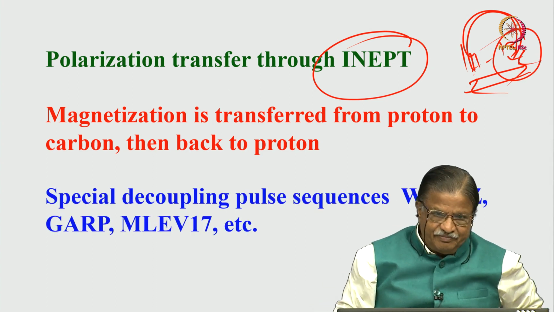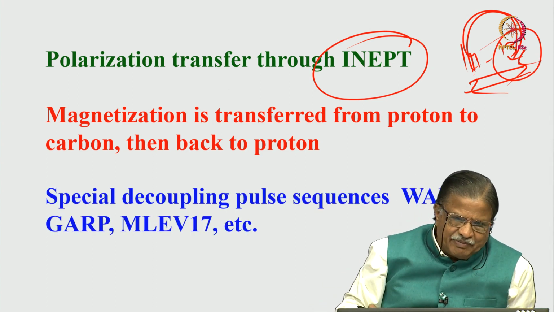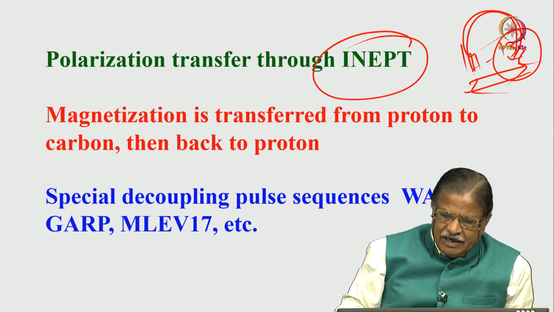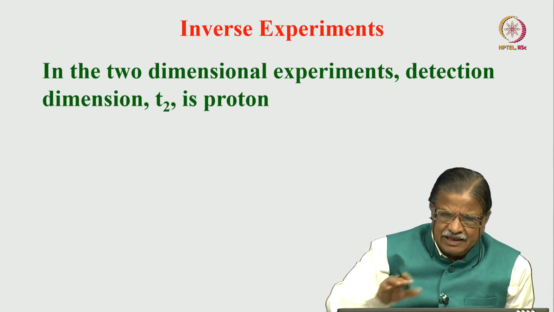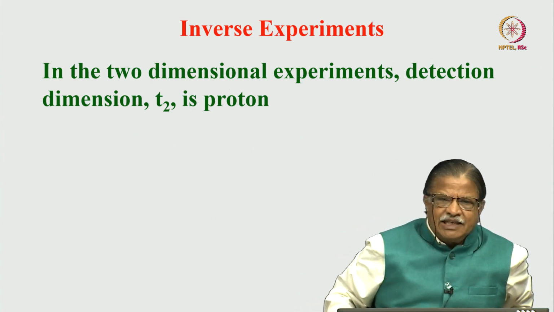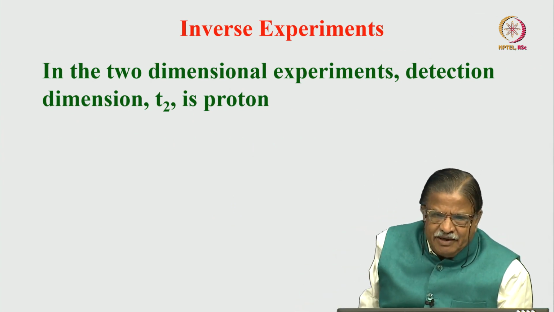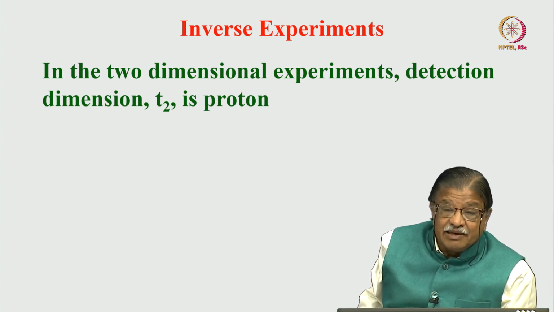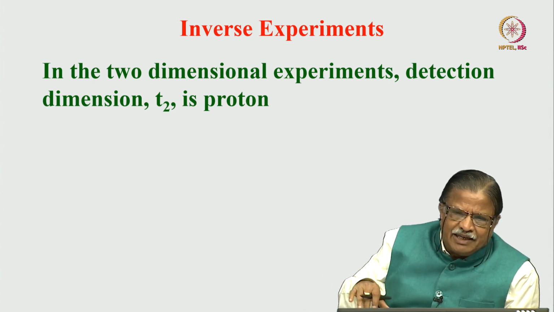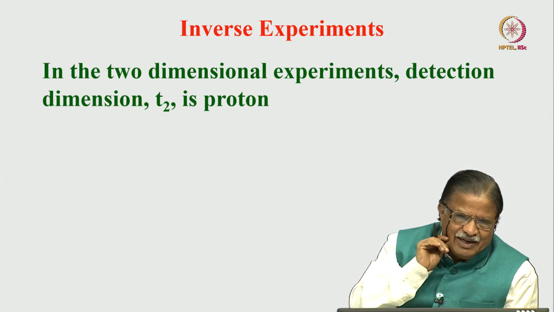This is an advantage. And of course, I can do the decoupling experiment, a coupled experiment, a decoupled HSQC, inverse experiment, everything can be done. That's all well known. So in the inverse experiment, in the two-dimensional experiment, usually the detection dimension is proton, because I am directly detecting proton. That is a sensitive nucleus. If I detect carbon-13, then it is not sensitive. No, it is not an inverse experiment.